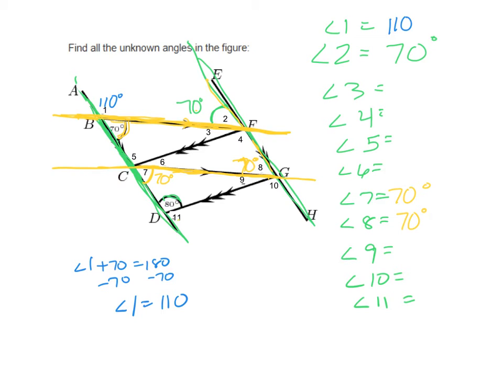I can do number 11 very easily. 11's down here, because that is supplementary with 80. So 80 plus angle 11 equals 180. Subtract 80 from both sides. Angle 11 equals 100 degrees. All right, let's see. Green and yellow. Okay. So now I'm going to move on to another set of parallel lines, see if we can find anything. I'm going to come down to the bottom though.